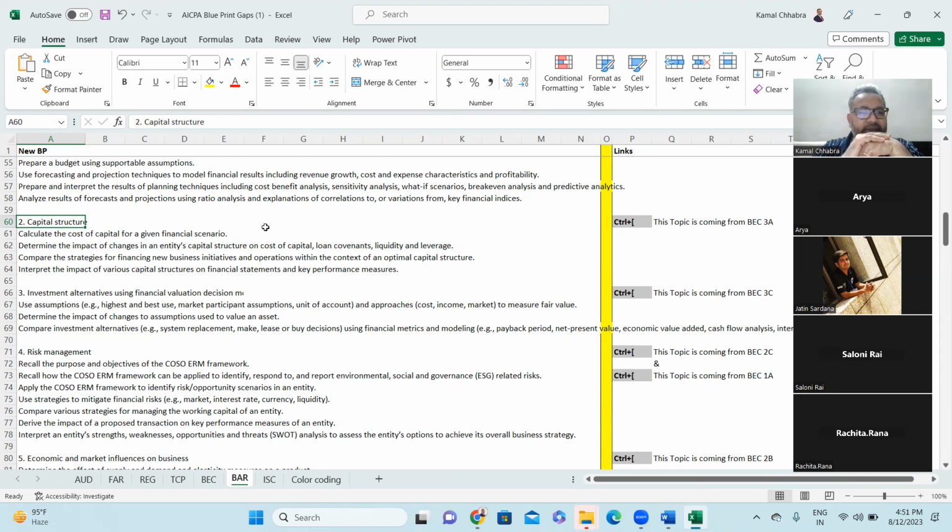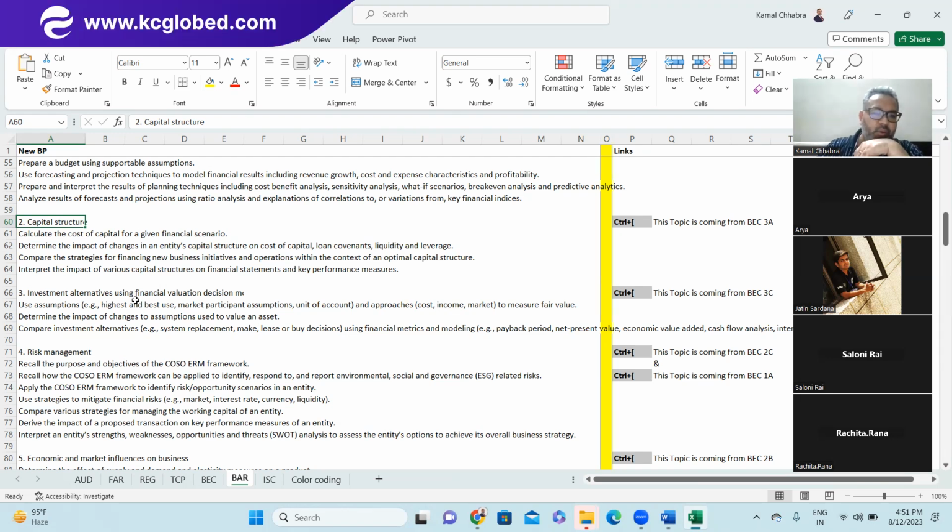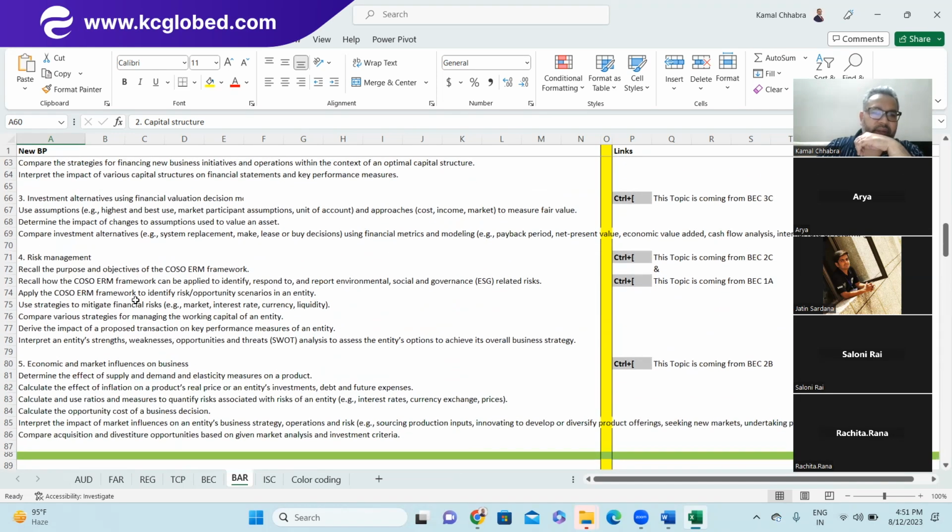Next topic is investment alternatives using financial valuation decision models. I am not sure you have heard this term. Investment alternative, have you heard this term before?